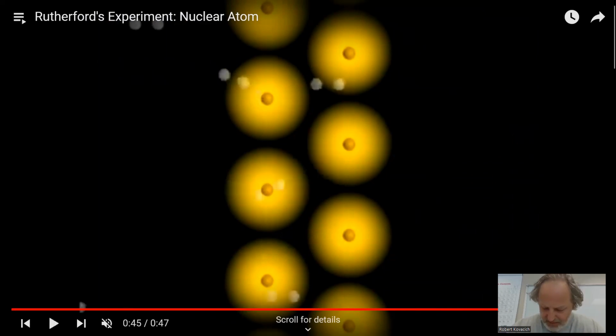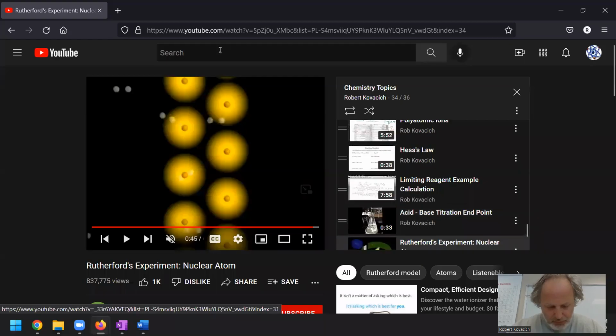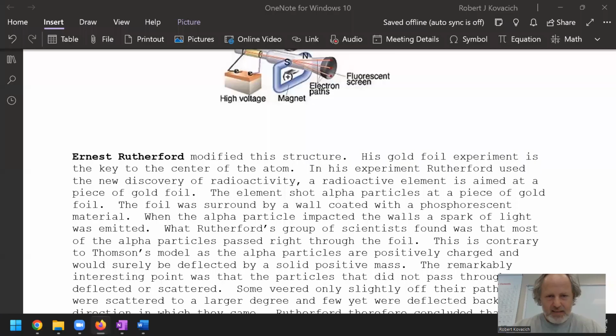The relative size of the atom to the nucleus is, the atom is quite large. So let me pull up another image.